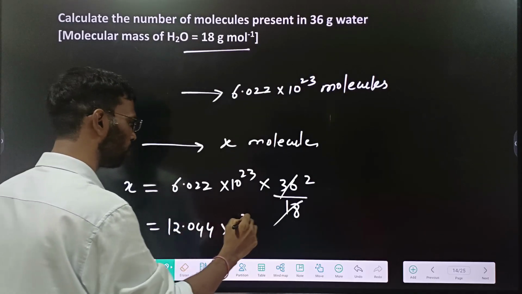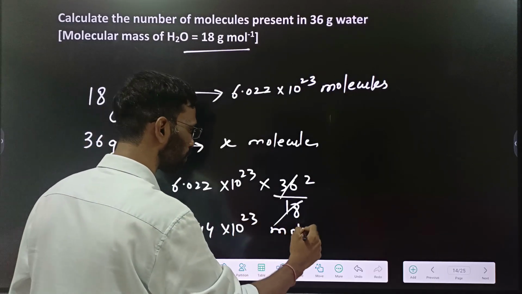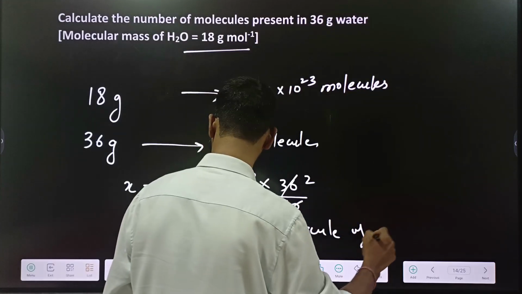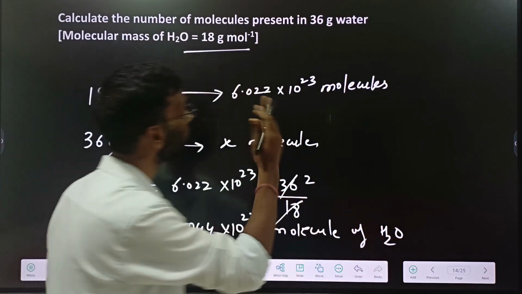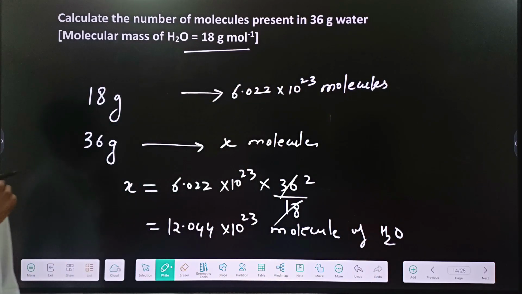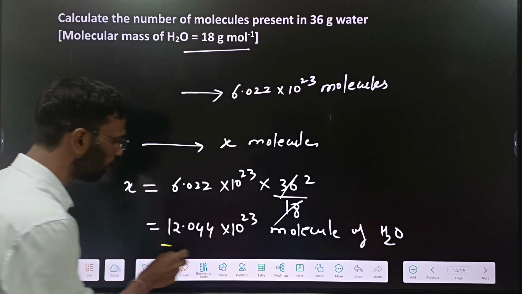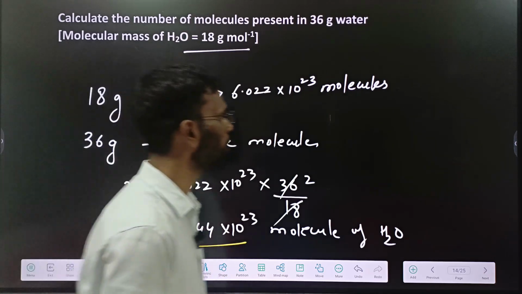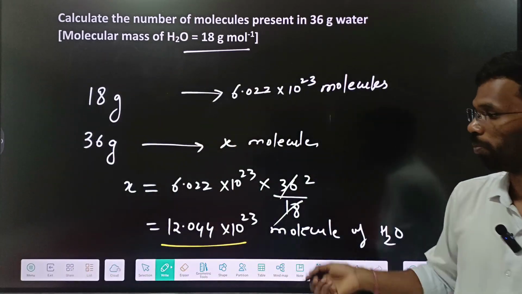X will be equal to 6.022 into 10 raised to 23 into 36 by 18, and this will be 12.044 into 10 raised to 23 molecules of H2O. In 36 gram of water, how many molecules will be there? 12.044 into 10 raised to 23 molecules will be there.